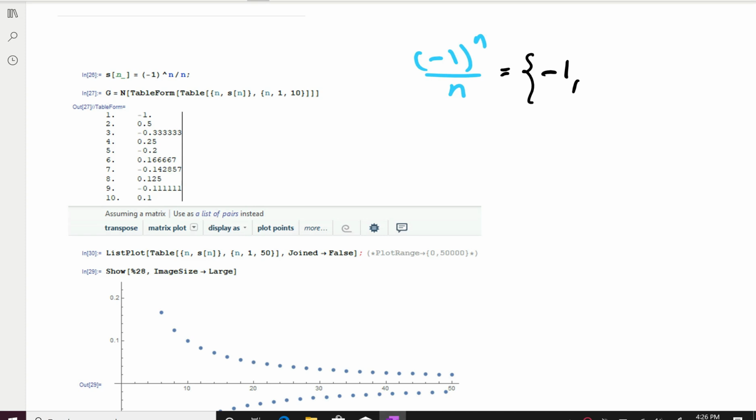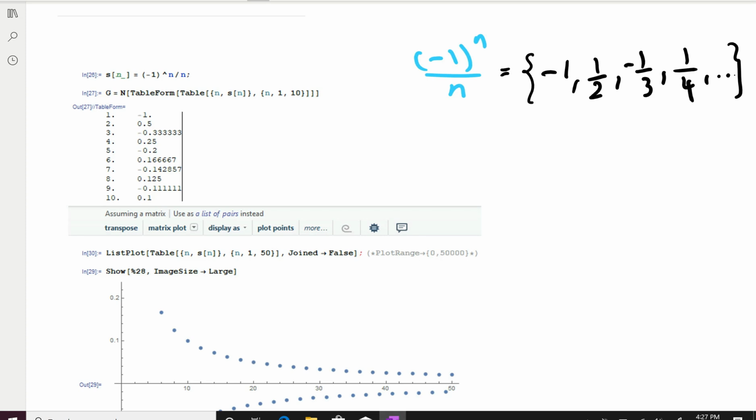If you substitute n is equal to 1. Now when n is equal to 2, it's going to be half. Okay, try it for yourself. When n is equal to 3, this is going to be -1/3, and when n is equal to 4, it's going to be 1/4. Now you can see the terms of the sequence are switching between positive and negative.